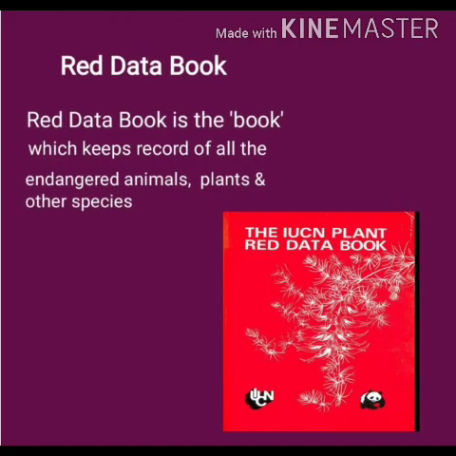Next is Red Data Book. Red Data Book is the book which keeps a record of all the endangered animals, plants and other species. So we get every information, how much is present, which species are extinct, which are at the range of extinction. Everything from this Red Data Book.